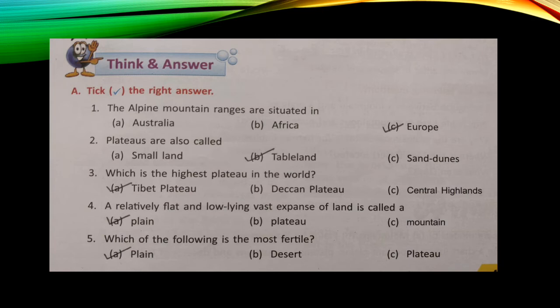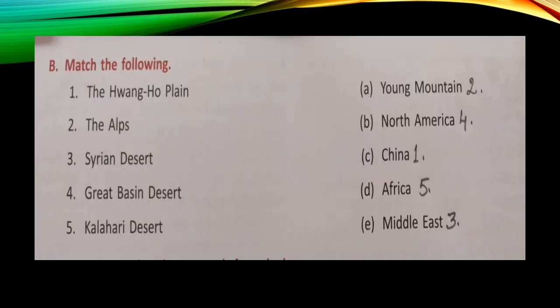Number 4, a relatively flat and low-lying vast expanse of land is called a plain. And number 5, which of the following is the most fertile? And the answer is plain. We move to match the following. We'll match Huanghe Plain with China, the Alps with Yang Mountain, Syrian Desert with Middle East, Great Basin Desert with North America, and Kalahari Desert with Africa. So the numbers will be 2, 4, 1, 5, 3 when you match.